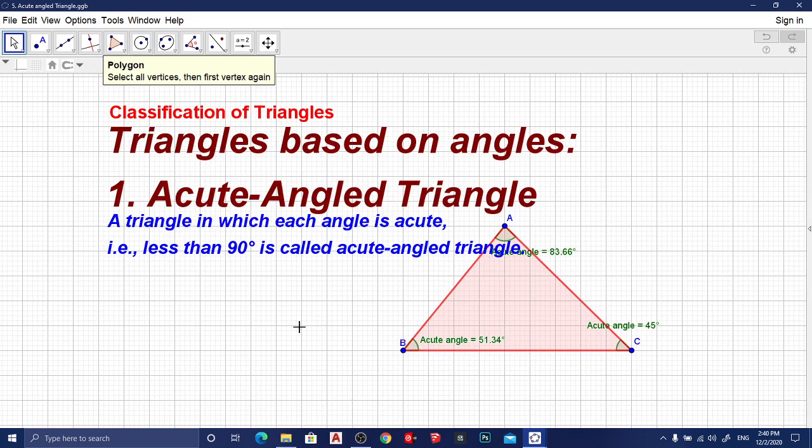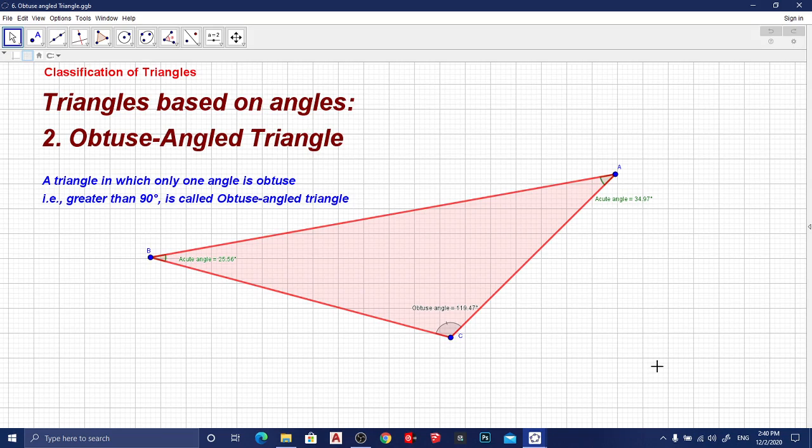Now we are going to learn about another type of triangle. This is the triangle based on angles, the second one: obtuse angle triangle. You know what is the definition of an obtuse angle? Obtuse angle means angles which are greater than 90 degrees and less than 180 degrees. All those angles are called obtuse angles.